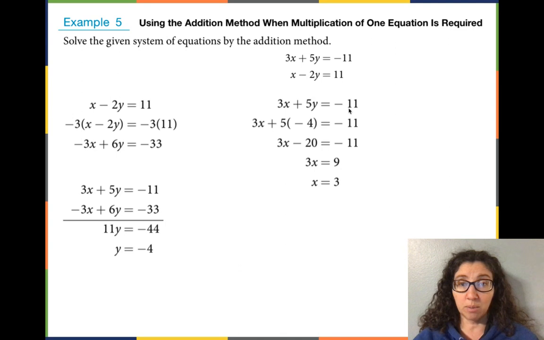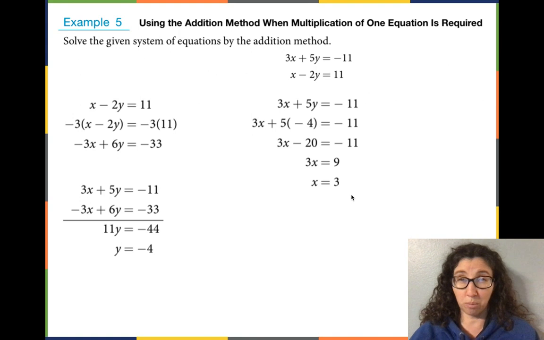We get 3x plus 5y equals -11, right? That's just the first equation. We substitute that y value in for y and do the work that we need to solve for x, and we get that x equals 3. And again, I'm going a little fast. Of course, you can pause this video if you want to go step by step.